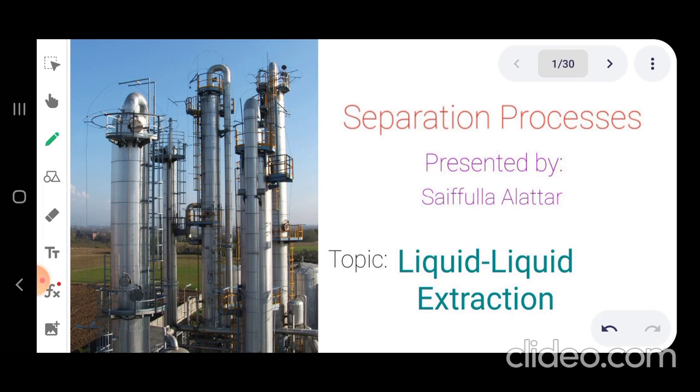Today our topic is liquid extraction. Again, liquid extraction. Starting with the title, we can see that it consists of two parts, liquid and extraction. So first, what do we mean by liquid? Then what do we mean by extraction? Okay.